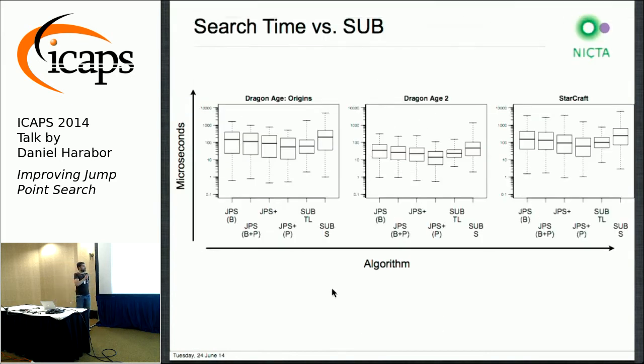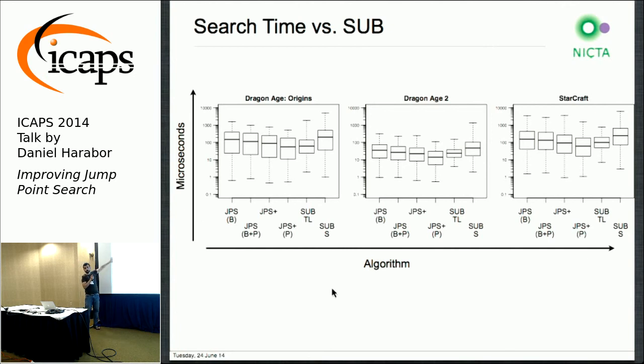So here's another comparison. This is versus SUB, versus the 2 variants of the SUB algorithm. So one of the winners, as I said, from the pathfinding competition in 2012. So over on your right, in each graph, you have SUB TL. That's the faster version of SUB. That's mostly optimal. And on the far right, you have SUB simple, which is always optimal. And on the left of each graph, you have the variants, different algorithms that we are using.